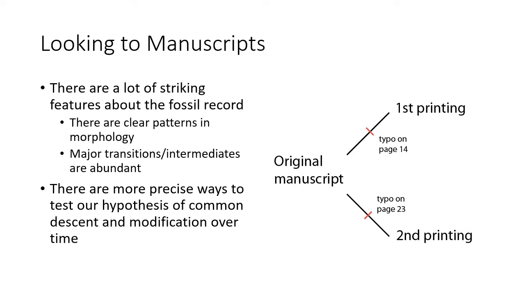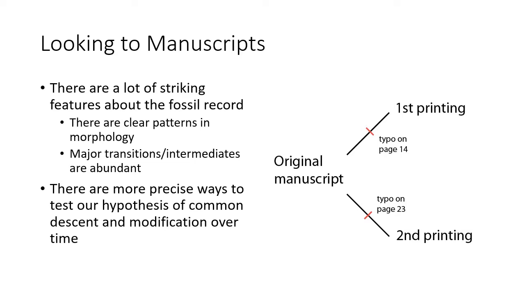I mean, there are of course a few striking things about the fossil record, clear patterns and changes in morphology. There are various intermediate transitions, or major transitions, if you would like to call them that. But it turns out there's an even more precise way to test this hypothesis, if you will, of common descent with modification over time. And that has to do with the copying of manuscripts.